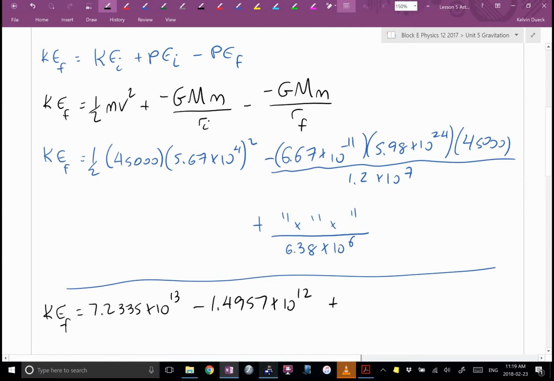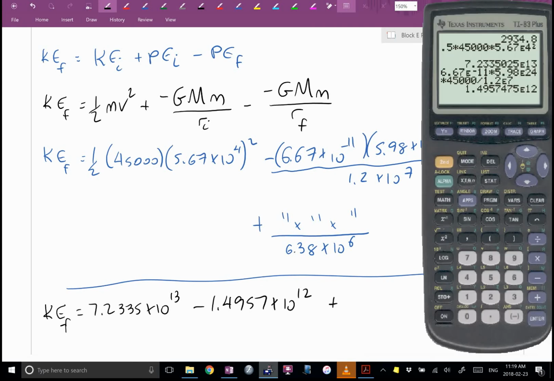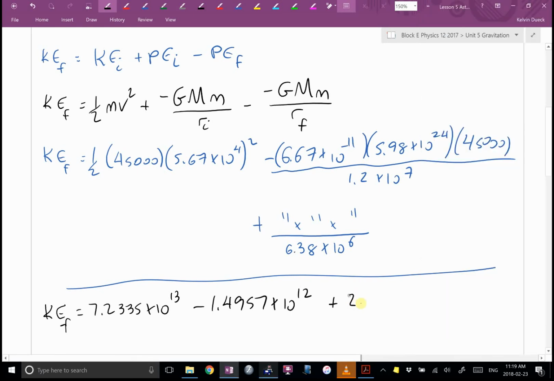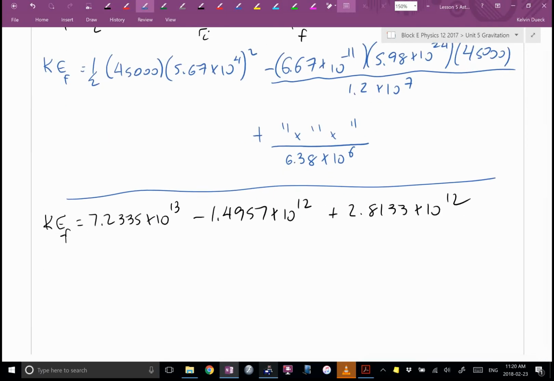And then there's going to be a plus sign. And what we decided was, it's way easier to backspace than retype this. So I'm going to backspace. All the top numbers are the same. I just need to change the bottom number to 6.38 times 10 to the 6th. And I get 2.8133 times 10 to the 12th. And now, add them up. What do you get?